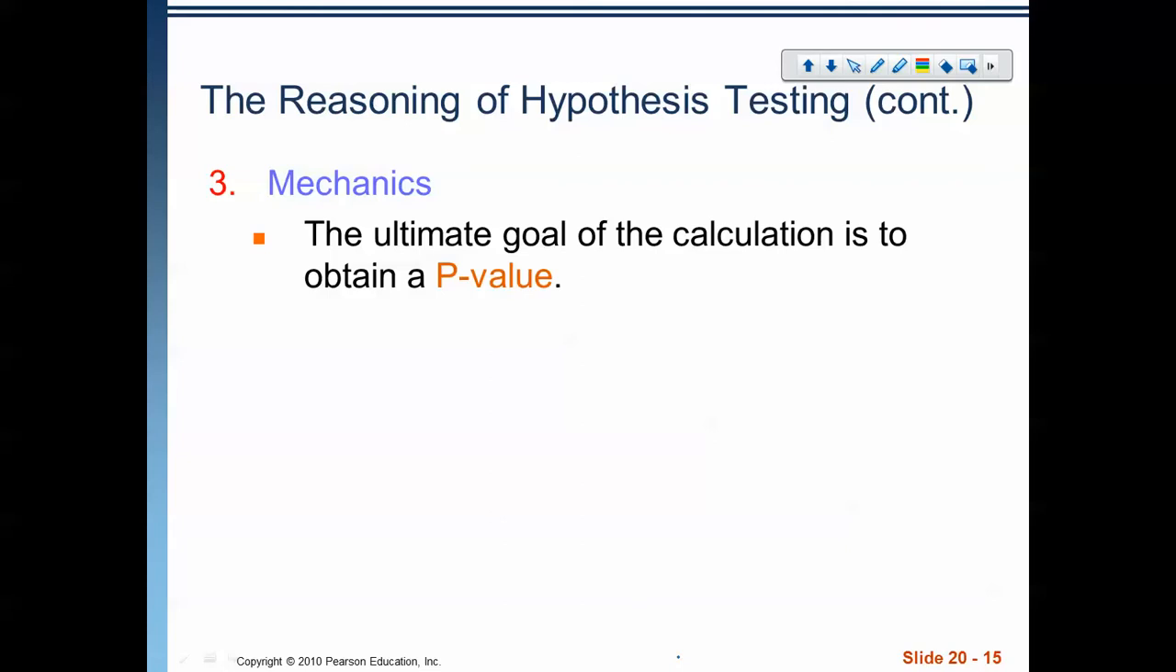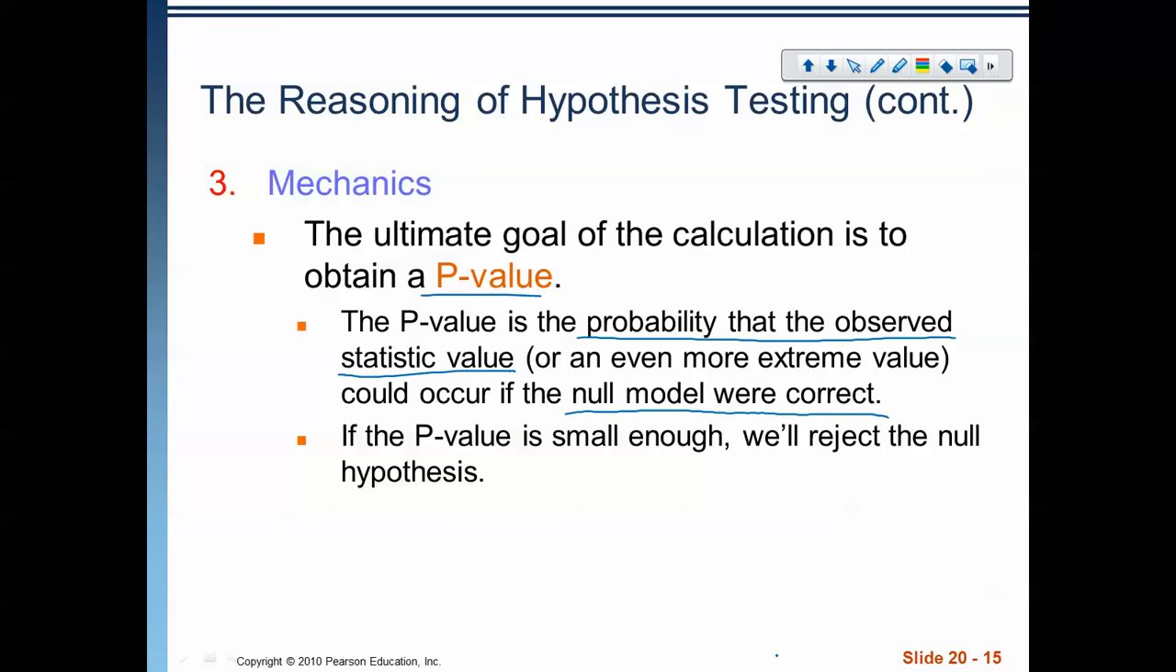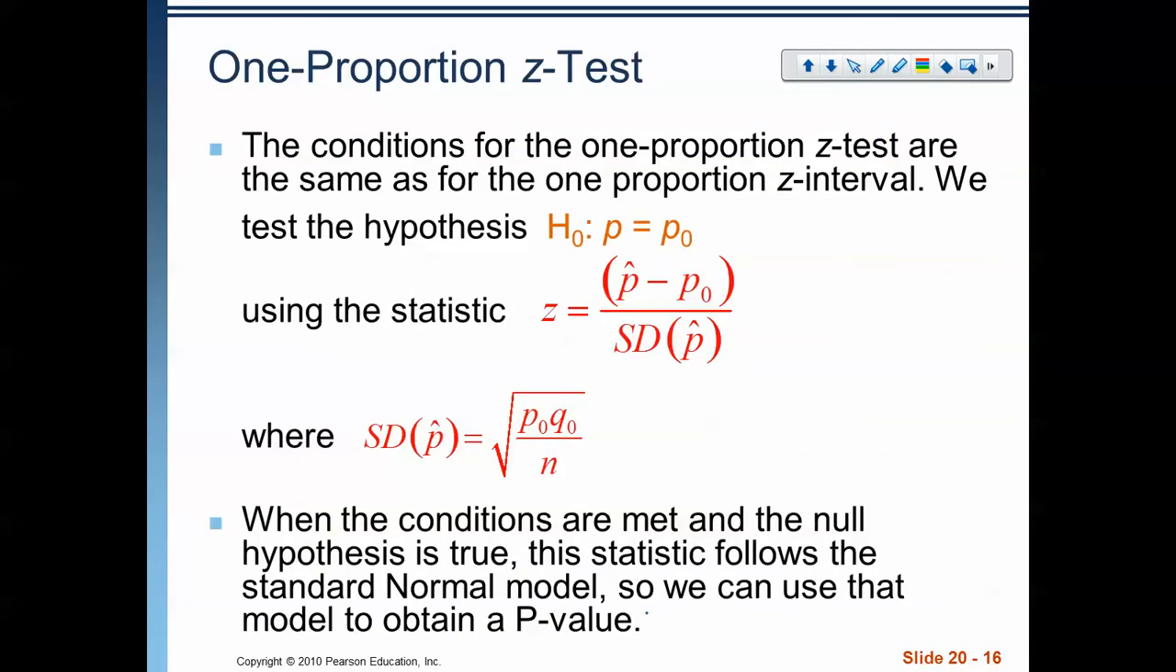So here's the formulas. We are trying to find the p-value. The p-value is the probability that the observed statistic value, or an even more extreme value, could occur if the null model were correct, if the null hypothesis were true. If it's small enough, we're going to reject it. That's part of our conclusion, though. The p-value is a conditional probability. It's the probability that the observed results could have happened if the null hypothesis is true.